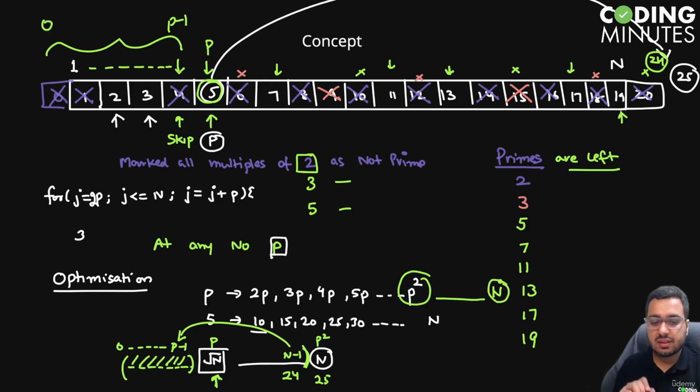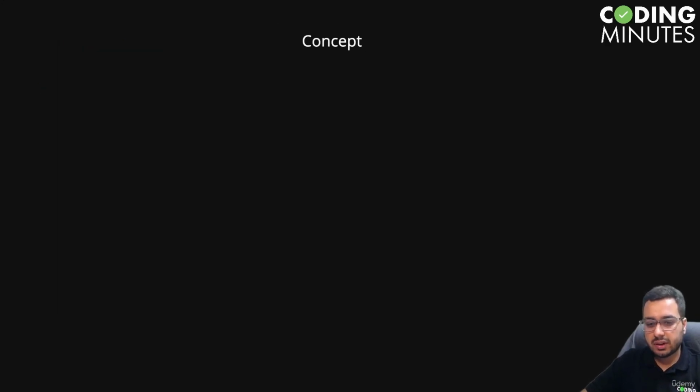Okay, so this is another optimization. Although this loop is correct, instead of starting from 2p, we can start from p square. So that's the optimization that we would be doing in our code, and it will help us reduce some work. I hope you understood the algorithm. And if the optimization part is a little not clear, we will do it again in the coding video.